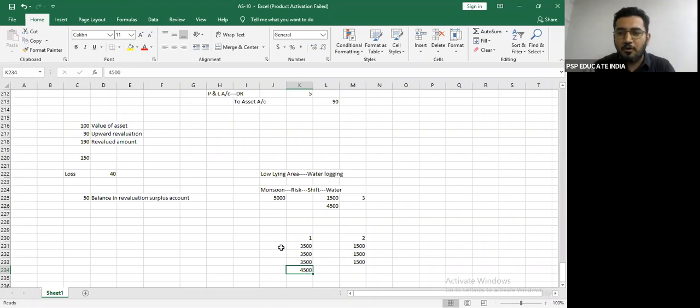I'm sorry, from drawer 2 to drawer 1 I will shift 4500, because, please understand my statement, the reason for which I had kept a reserve, that reason is no longer in existence. That reason for which I was saving 4500 is no longer in existence. So I can shift 4500 from drawer 2 to drawer 1. Are you understanding?